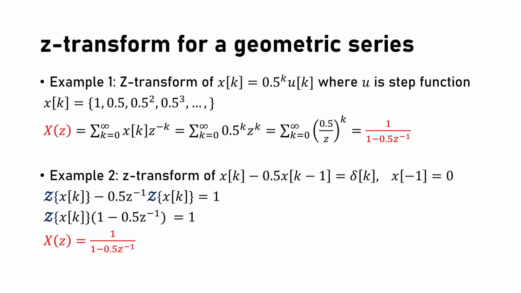This is the way that you can transform a difference equation to be polynomial. I mean, you are to find the transfer function. The transfer function would be a rational function where both numerator and denominator are polynomials. And here let's see one example: the Z transform of h of k equal to 0.5 to the k times the step function u of k.